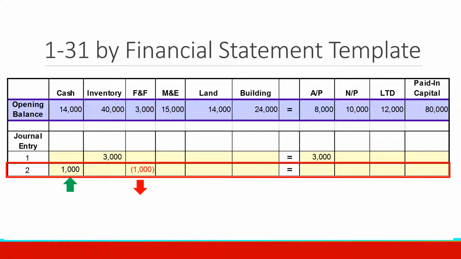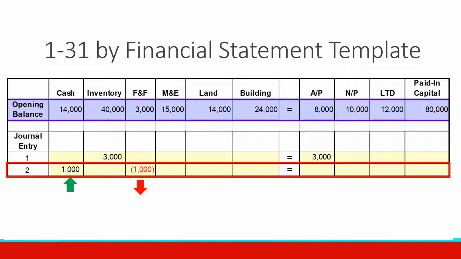Okay, now we're going to move on to number 2, which says sold at cost for $1,000 cash some furniture that was not needed. Very poorly constructed sentence. So what we can make out is the amount of the transaction is $1,000, and that we now have more cash. So we have a positive $1,000 being shown in the cash column.